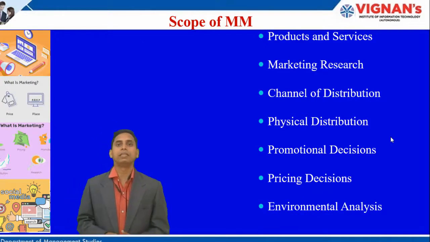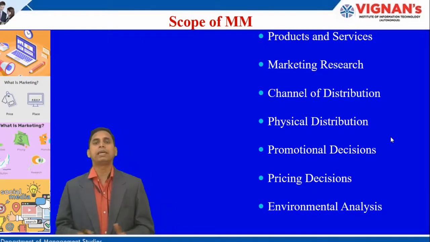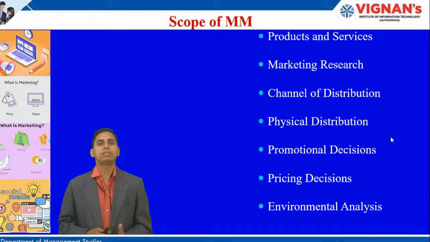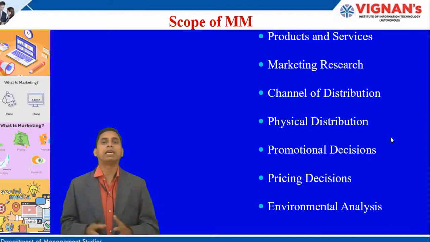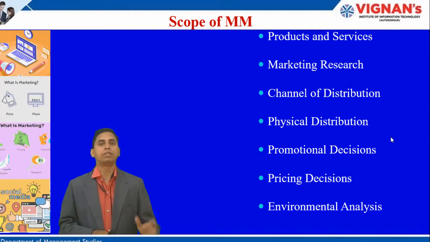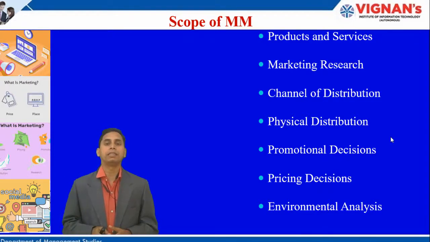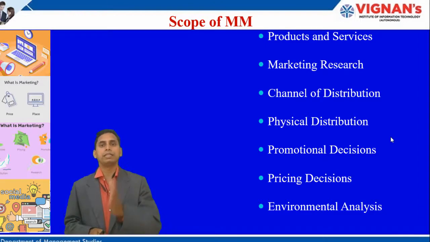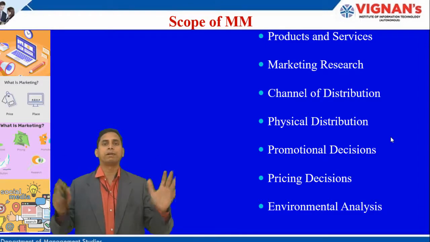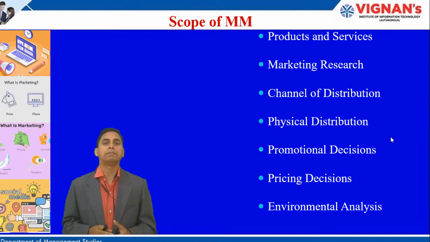And then environmental analysis. In the entire process of marketing management, if anything happens, the environmental analysis will identify the root cause of the particular problem and try to rectify it. So in these areas, there is a great scope for marketing management to develop the organization.